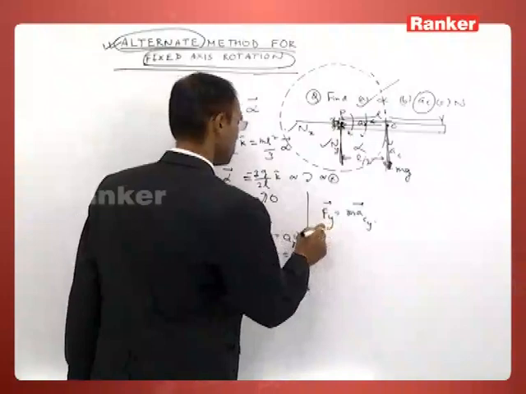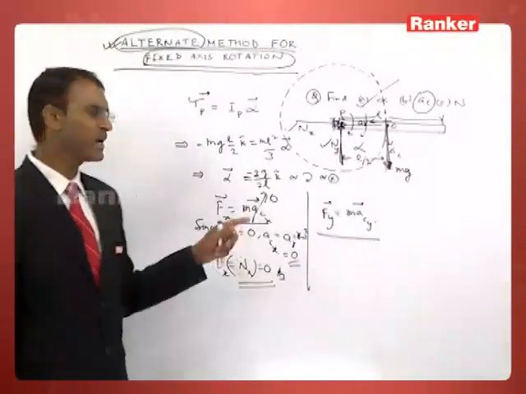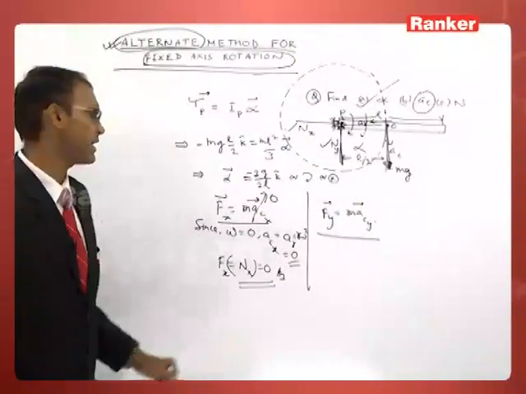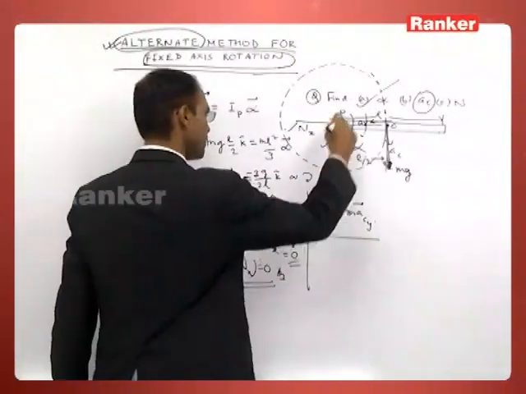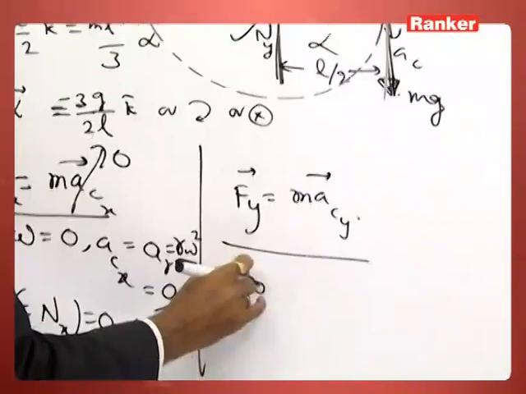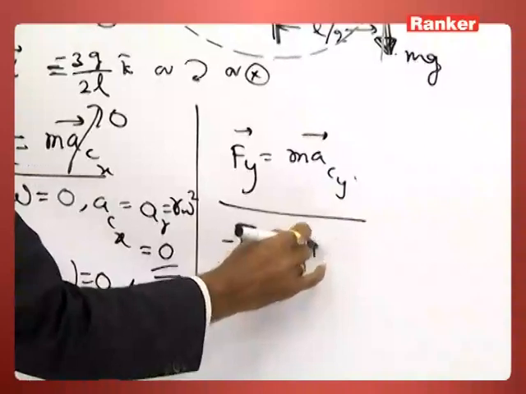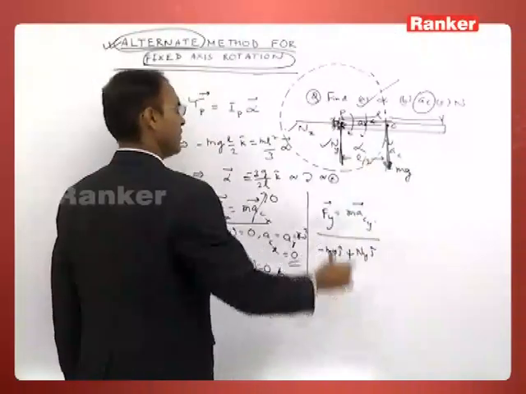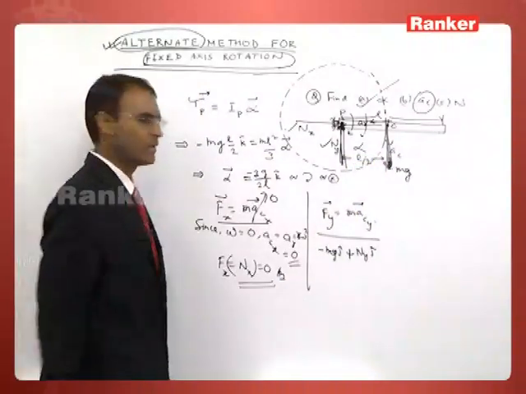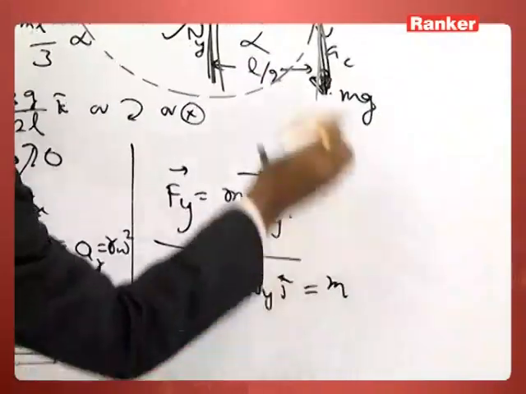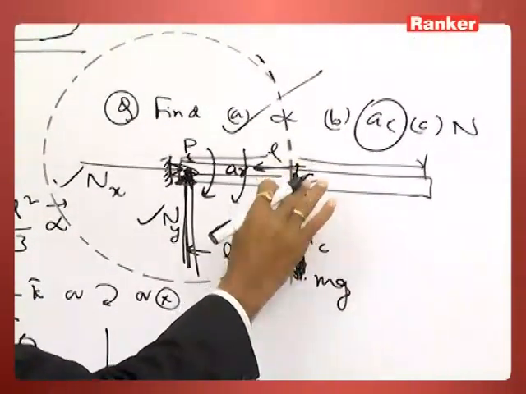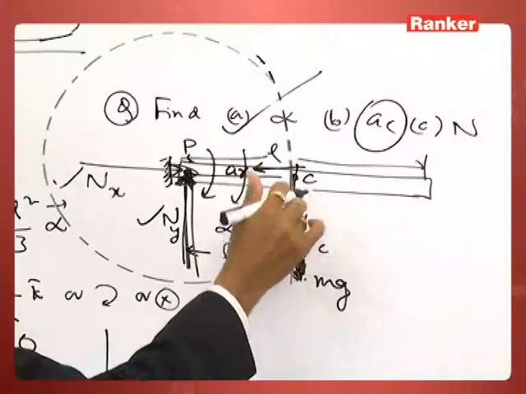Next, to write Newton's second law of translation along the vertical direction. Net force acting on the rod along the vertical direction is equal to minus mg j cap plus Ny j cap, because this is up, this is down, is equal to mass times, let us assume that the acceleration of the rod is down as shown in the figure.